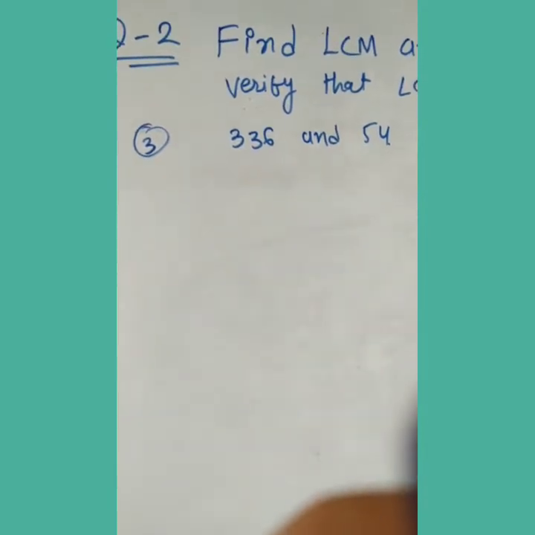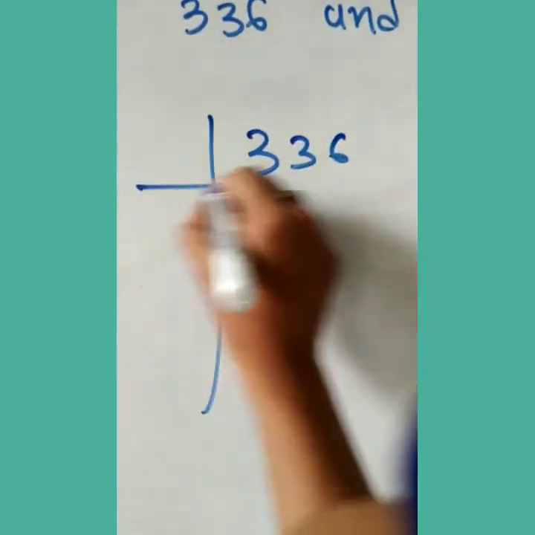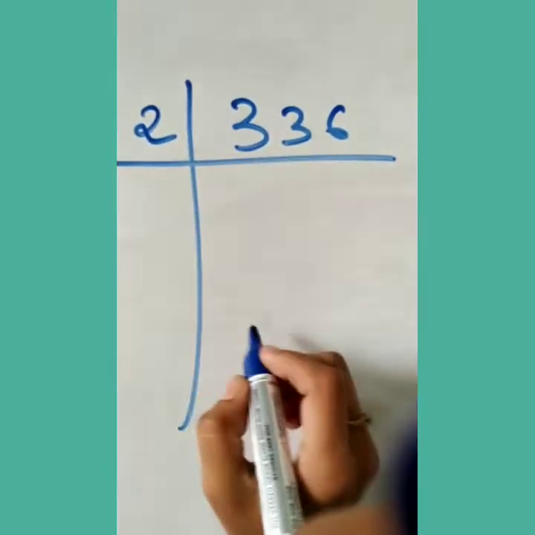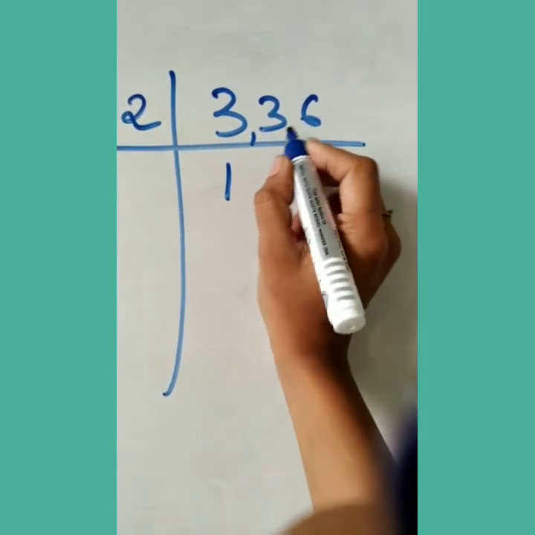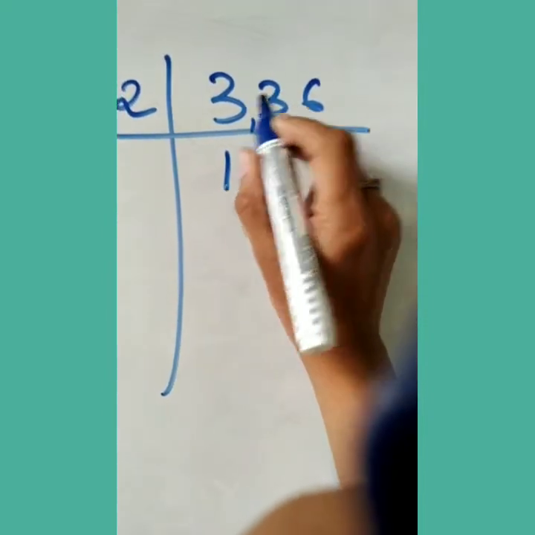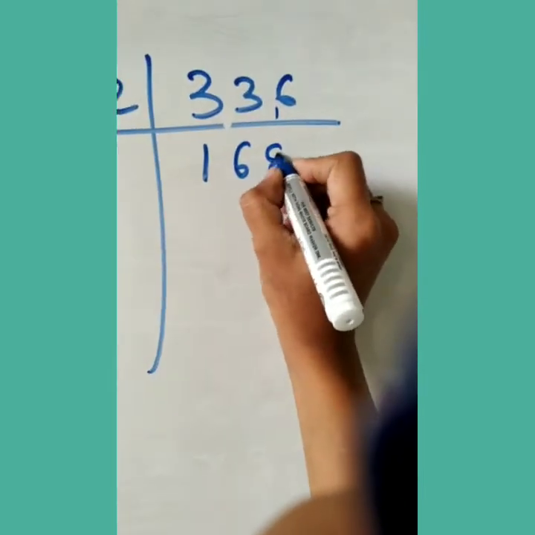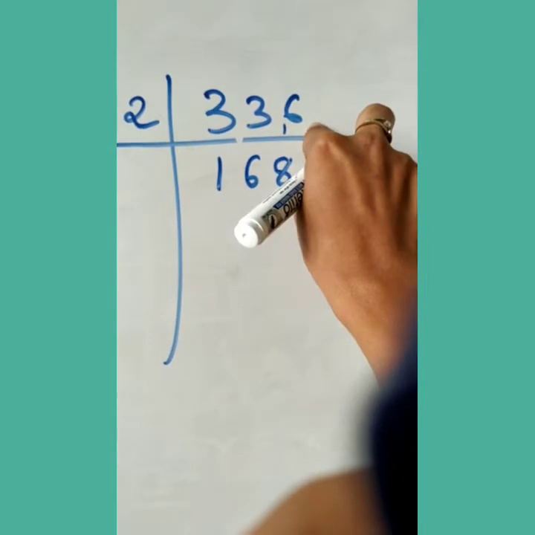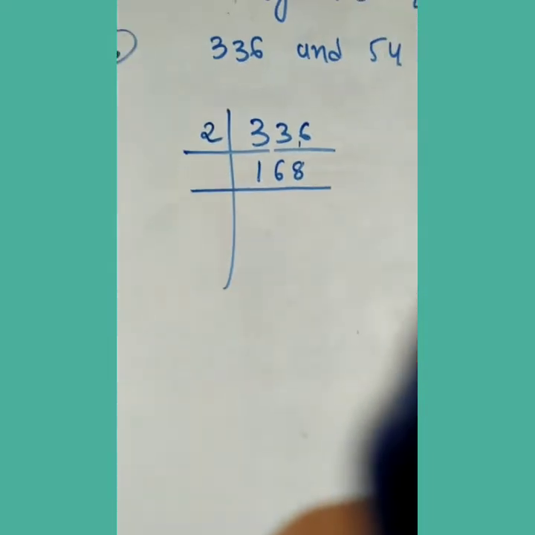So here we have two numbers. First we will find the prime factorization of 336. So we are taking 2. 2 ones are 2. We will make it 13. In the table of 2, 6 2s are 12, so 1 will remain over here. We'll write as 8 2s are 16, so it will become 16.